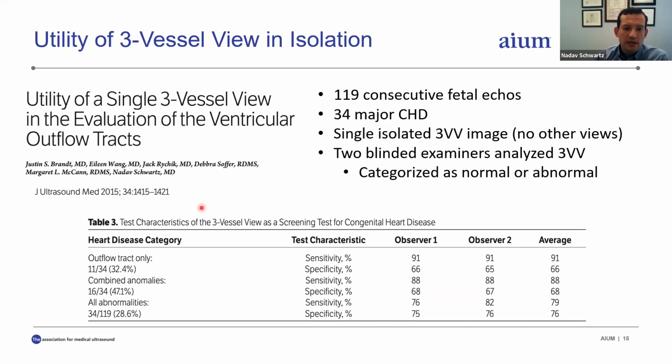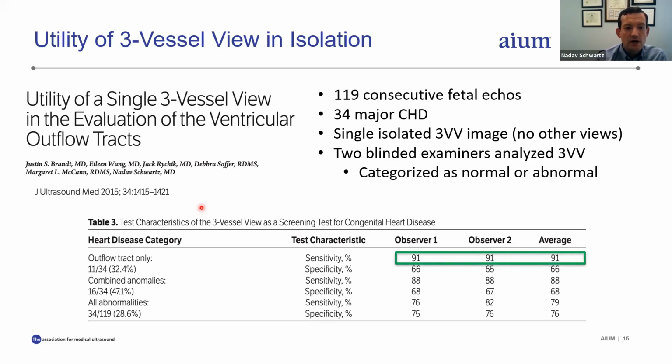And of those 119 echoes, some of them were screening and were normal, and 34 of them had major congenital heart disease. We then took those three-vessel views, again, in isolation, and showed them to two examiners, maternal fetal medicine specialists, and asked them if it was normal or abnormal. So no other information, again, no four-chamber view, no outflow tract.